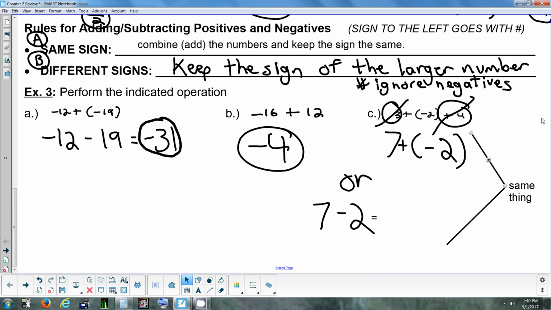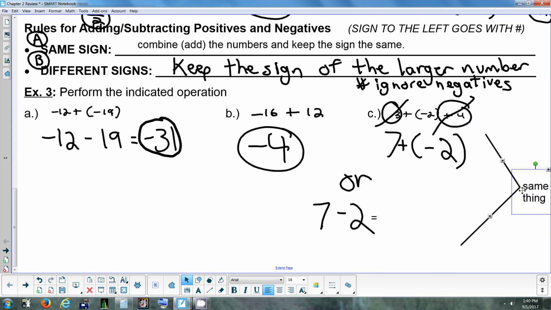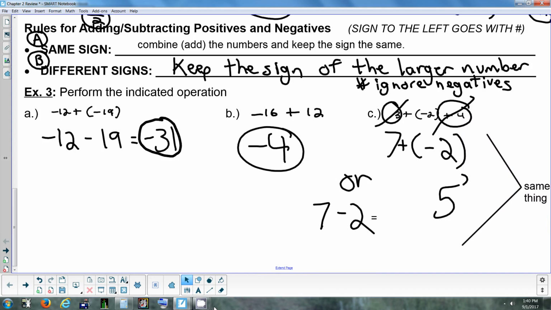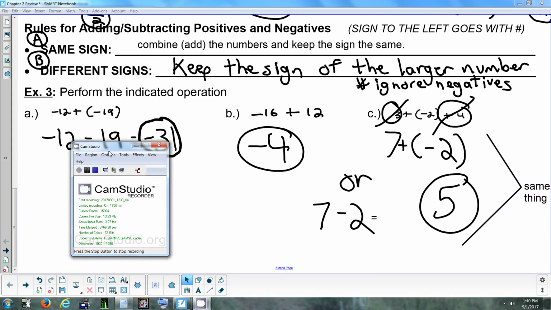So 7 minus 2. What do I get? 5. Agreed. So 5 is my answer.